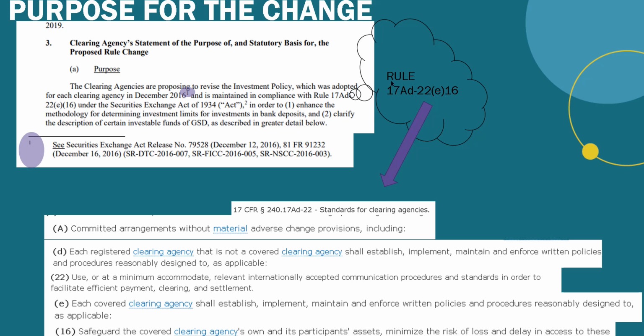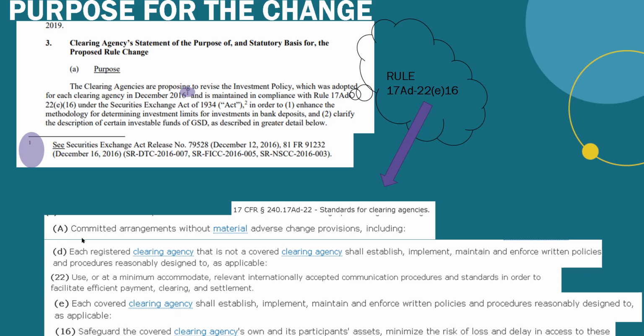Now here I have a little text bubble out because it mentions Rule 17Ad-22(e)(16). So I went ahead and showed you how you break down this rule. So we have 17 CFR 240.17Ad-22. Now this overall rule is just saying standards for clearing agencies. So once we have this, it'll break it down for us, and I went ahead and broke it down in order so it's easy to read.